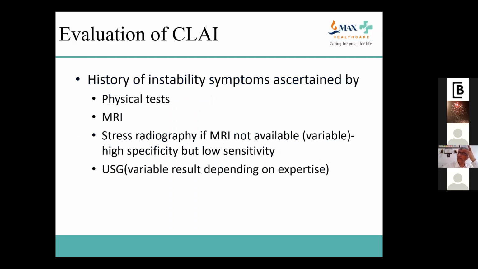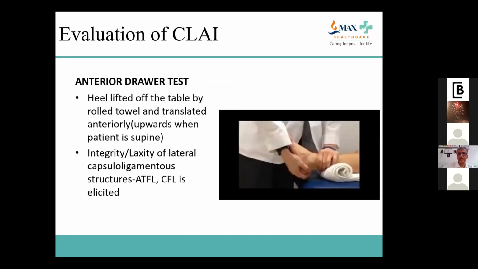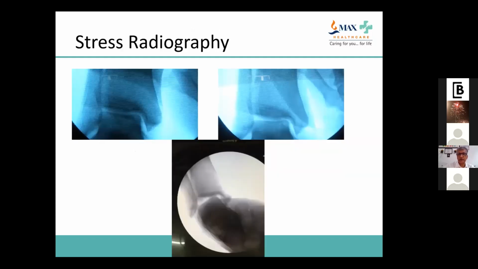Now, when a patient approaches us with this kind of symptoms, our duty is to examine him clinically and do certain tests and ascertain this instability. So in the physical tests, the anterior drawer test is one of the tests which tells us about the integrity of the lateral capsuloligamentous structure. Then the inversion test or stress radiography in inversion.